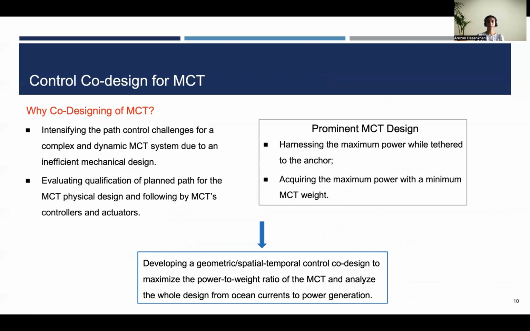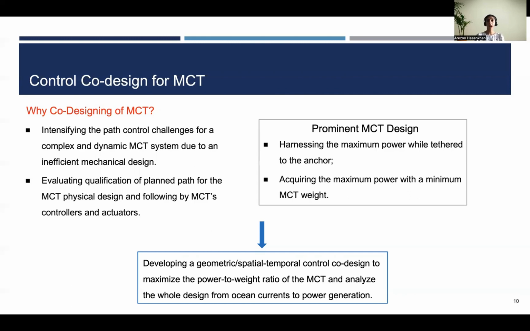We know that the path control challenges for the MCT system is intensified if we do not have an efficient mechanical design for the system. So we should make sure that the planned path is qualified for the physical design, and we should consider the limitations from controllers and actuators in the path planning algorithm.